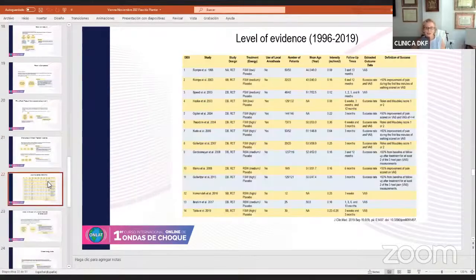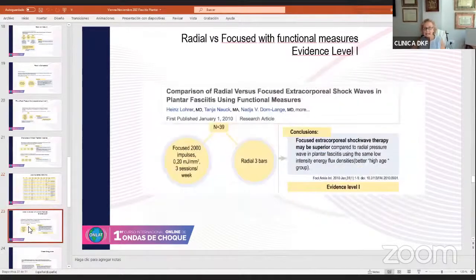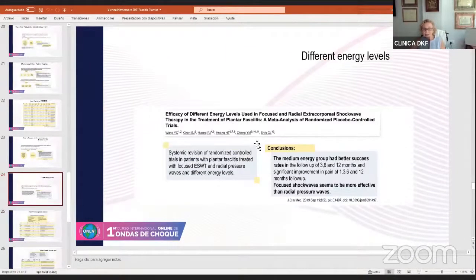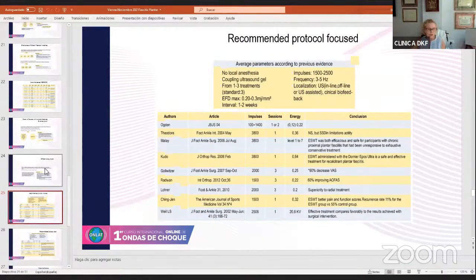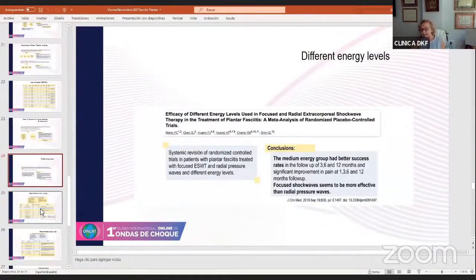This is a selection of the different studies with a high level of evidence. And if we compare radial to focus, this study published by Laura 21 years ago concluded that focus could be superior to radial. And now, in a recent study from Mark, he comes to the same conclusion, that radial may not be superior to focus shockwave. And the medium energy group had better success overall.